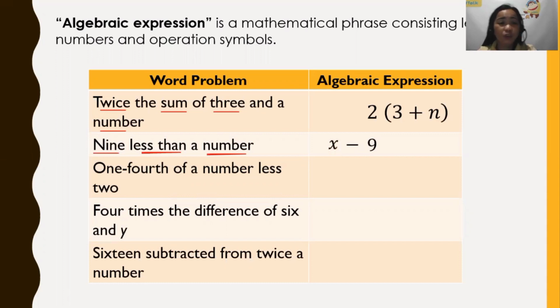So if we use the words less than, the first number given is the subtrahend. And the second given, or the number after the words less than, is our minuend.